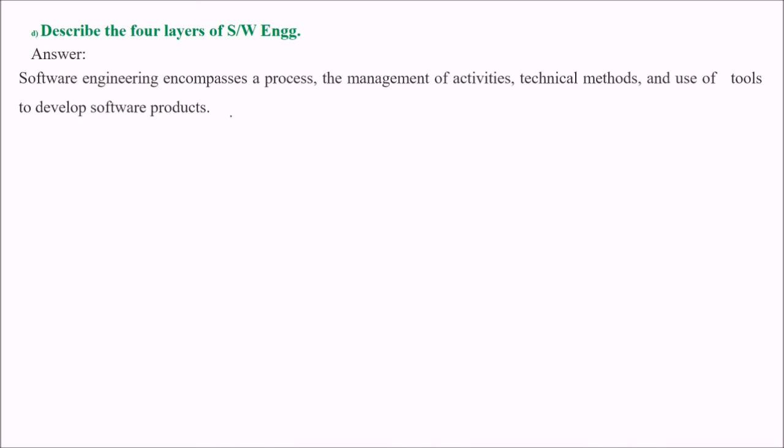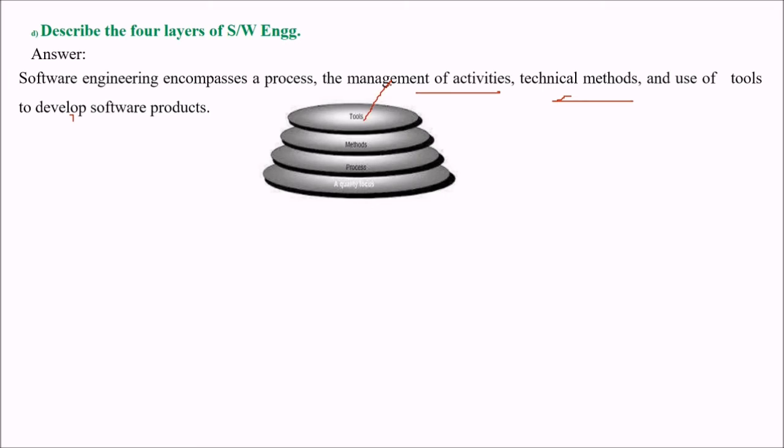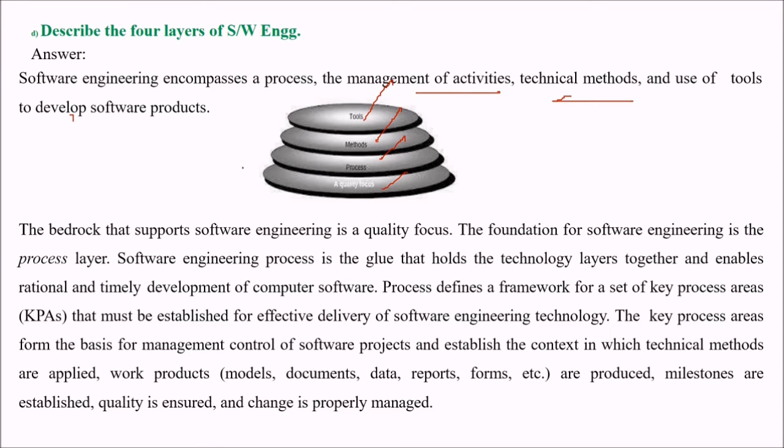Define or describe the 4 layers of software engineering. Software engineering encompasses a process, management of activities, technical methods, and use of tools to develop software products. Tools, methods, process, and quality focus. So the bedrock that supports software engineering is the quality focus. The foundation of software engineering is the process layer. This is the process layer.